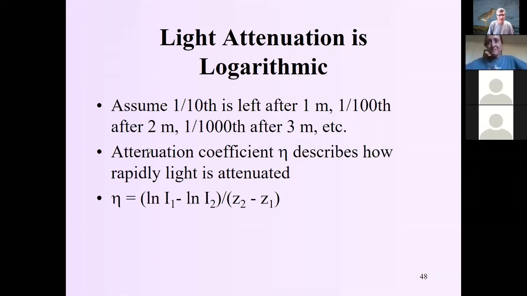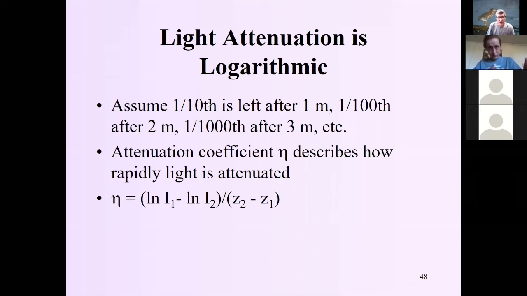And this is an important point. So let's say that we're in a eutrophic lake and we have 1/10 left after 1 meter, right? And by 2 meters, there's going to be 1/10 of that 1/10, right? So there's going to be 100. By 3 meters, there's going to be 1/10 of that 100. There's going to be 1,000, right? This is a logarithmic series, 10, 100, 1,000.